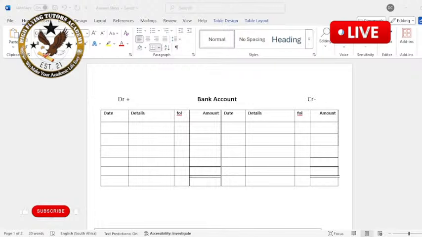So if you guys are done with the bank account, just indicate on the charts, and then I move to the bank reconciliation statement format, so that we are all on the same page. Just indicate on the charts if you are done with this one.